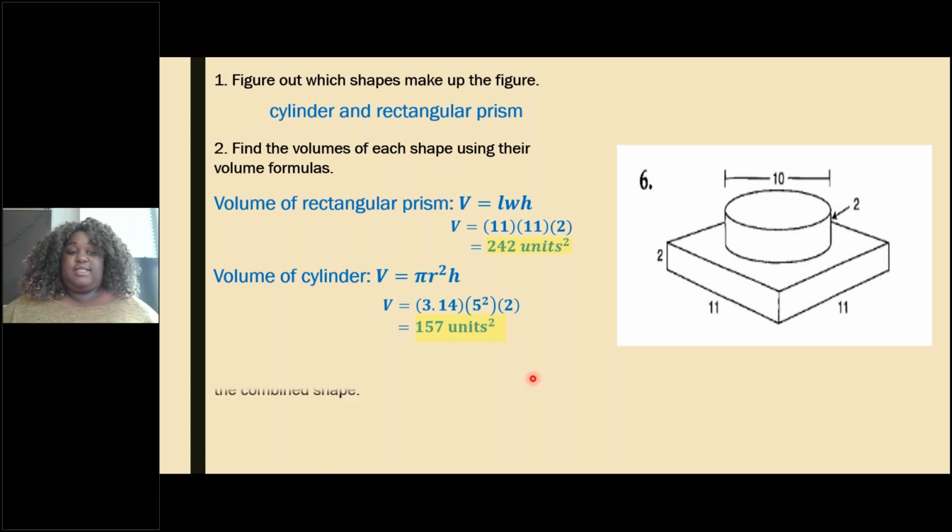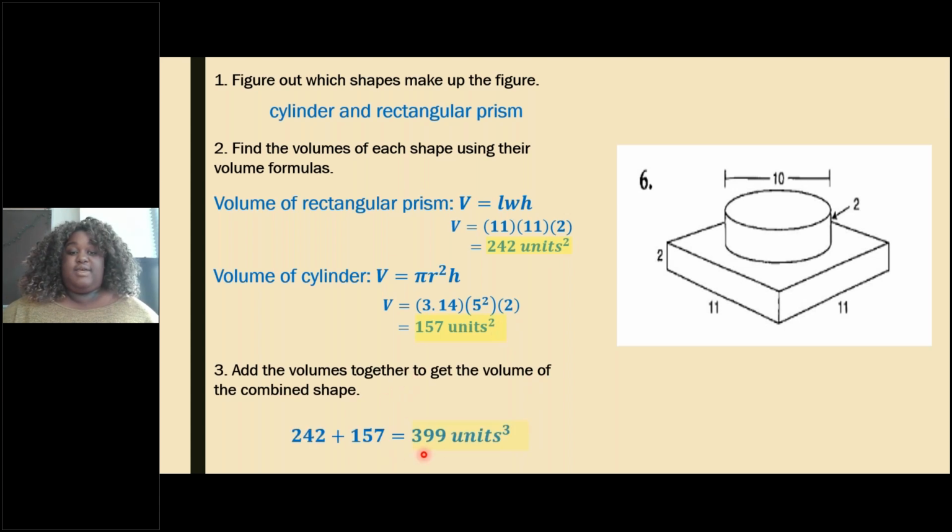So then our final step, we add those volumes together. So 242 plus 157, and we get 399. So the volume of the entire figure is 399. So I'll give you a minute to look that over, and then we'll move on. Okay.